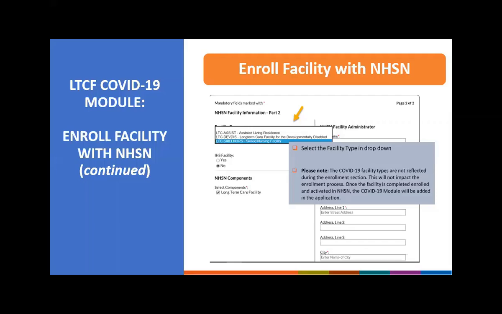Those two are considered skilled nursing facilities, or you'll be an assisted living facility, and that can include your residential, or you'll be a facility for developmentally disabled. Okay, so be sure to select that correct facility type, just remembering that COVID-19 will not be in those names, and that is okay. At this point, every NHSN enrollment that is coming in for long-term care facilities, we are treating them as COVID-19 module only unless we're told otherwise. So then you're going to also down here under components, you'll select long-term care facility.